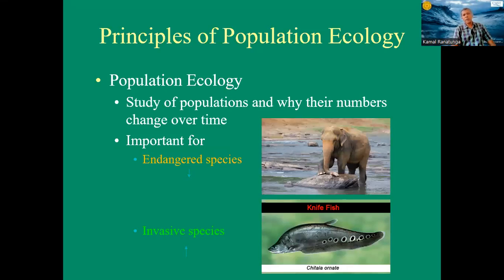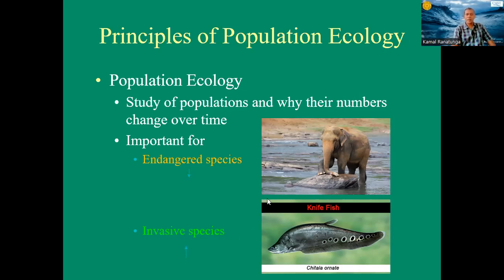So why is population ecology important? The number of individuals in a population has many things to say. For example, for an endangered species like the elephant, we have to increase their number if they are to survive and be protected. Then we have to increase their number within a population.